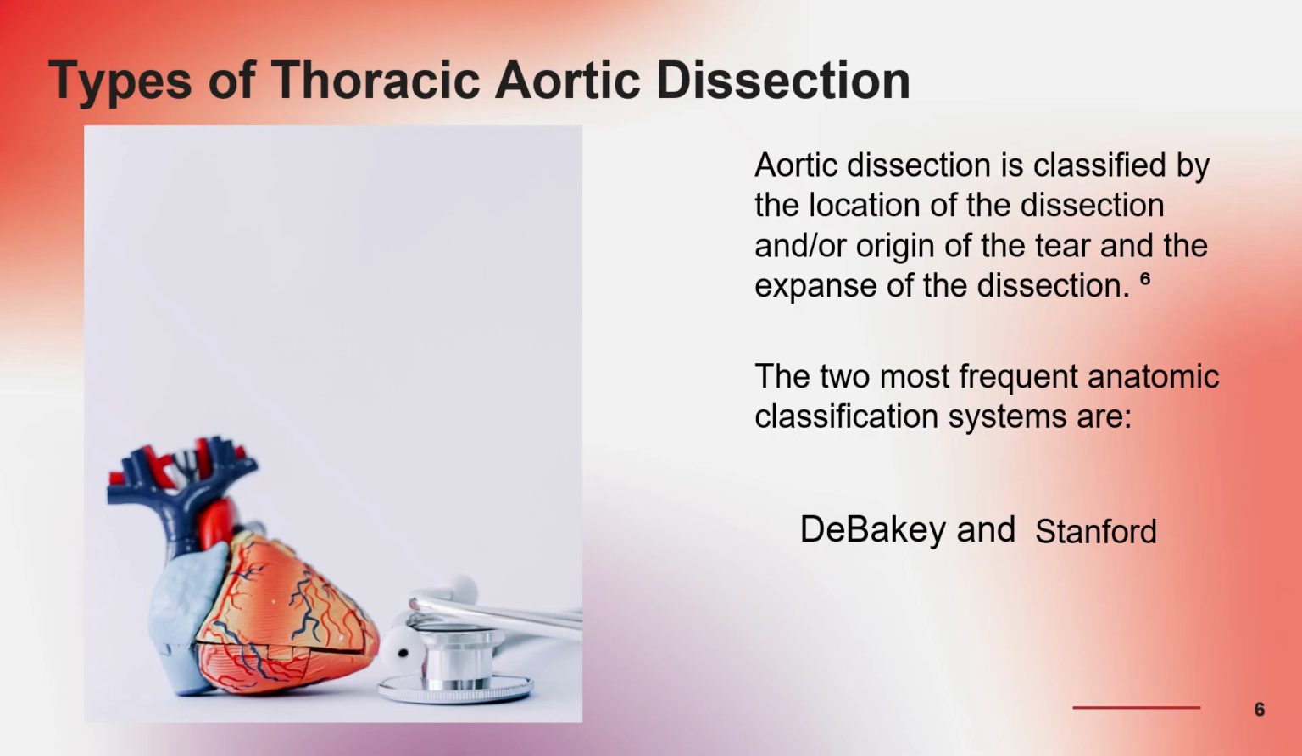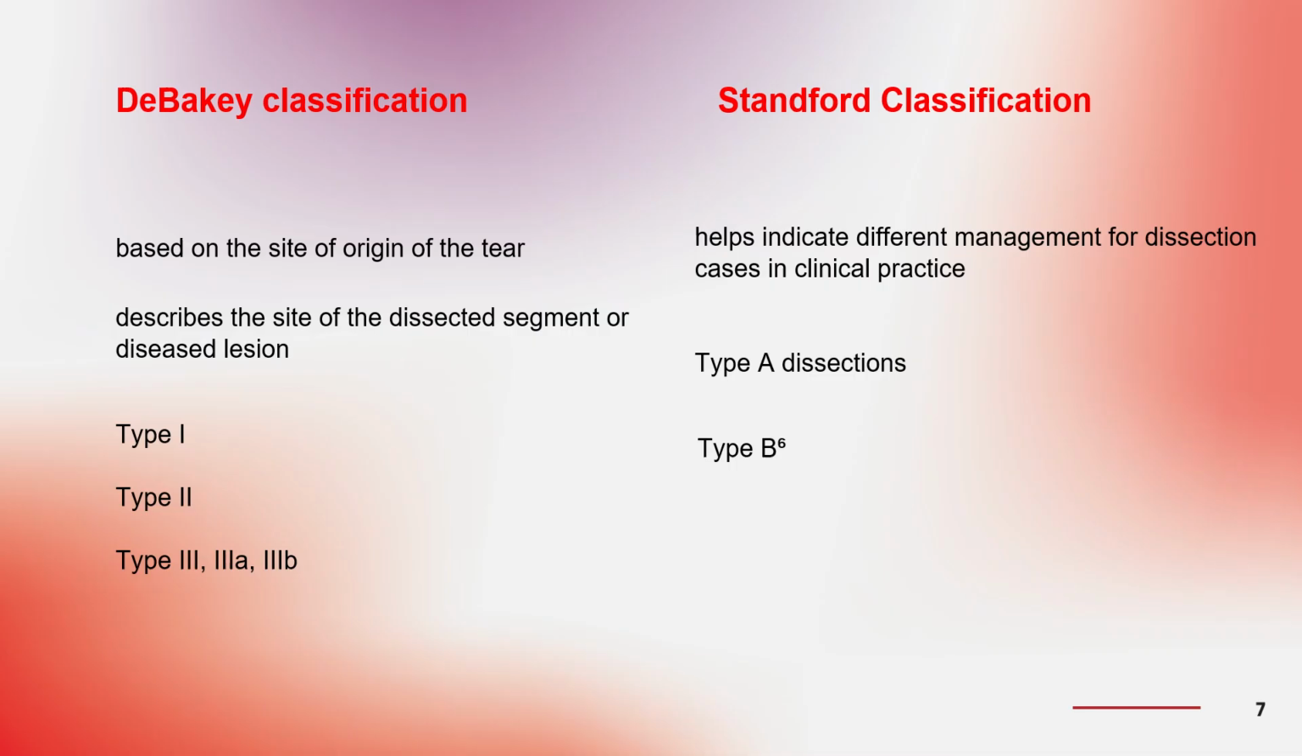Here I will discuss the types of thoracic aortic dissection. Aortic dissection is classified by the location of the dissection and/or origin of the tear and the expanse of the dissection. The 2 most frequent anatomic classification systems are DeBakey and Stanford. DeBakey classification, which is based on the site of origin of the tear, and Stanford classification, which specifies the involvement or lack thereof of the ascending aorta.